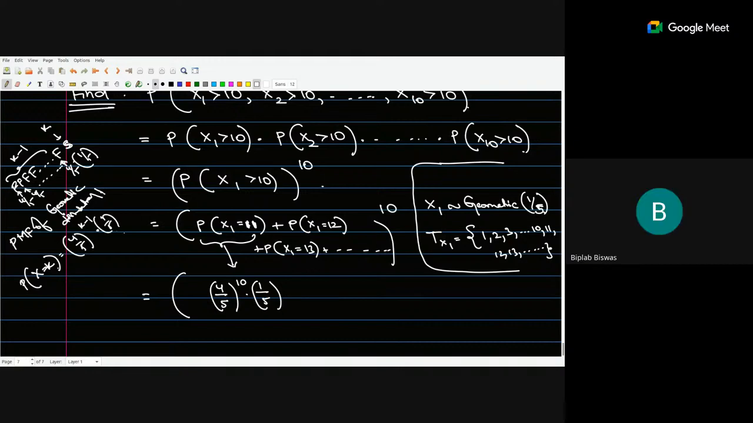Yes. Is it the same thing as the memoryless property of geometric? I didn't bring memoryless or anything here. I just wrote the PMF of geometric distribution. So what is the PMF of geometric distribution?